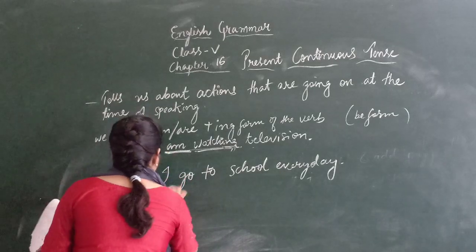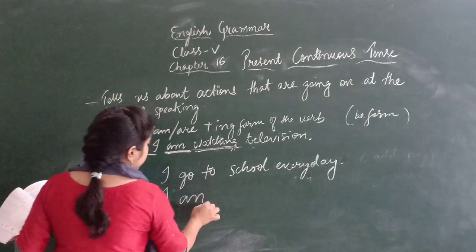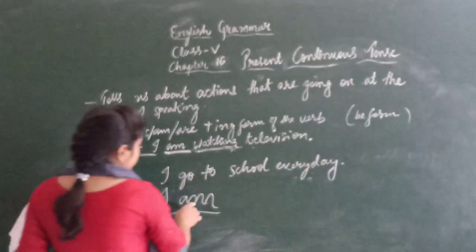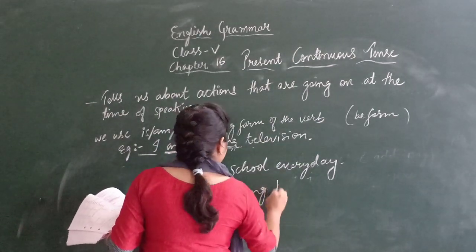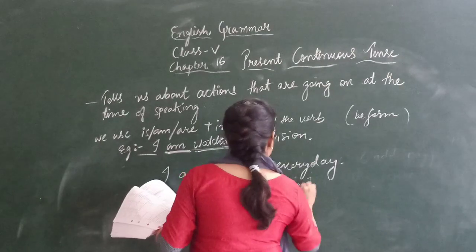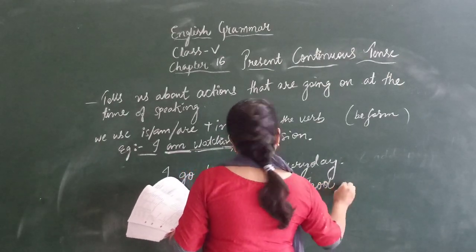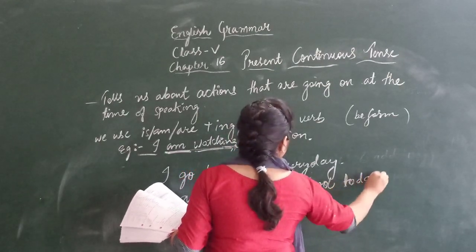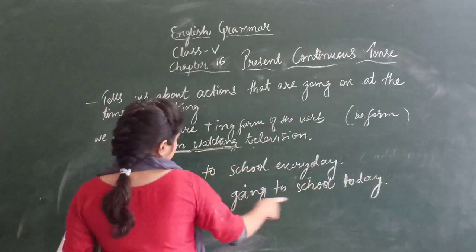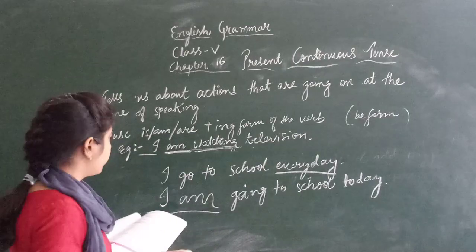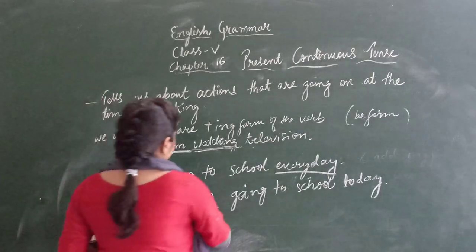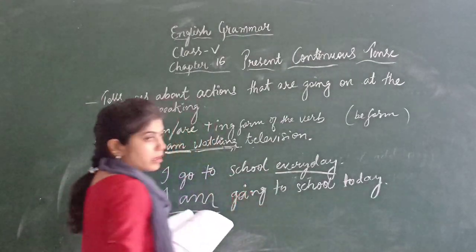So, what do you mean? I am. I ke saath kya lagta hai? Am. Humne padha hai. So, I am going to school today. Yeh every day tha. Yeh hamara habitual action tha. Okay? Every day we do that. But, I am going to school today.